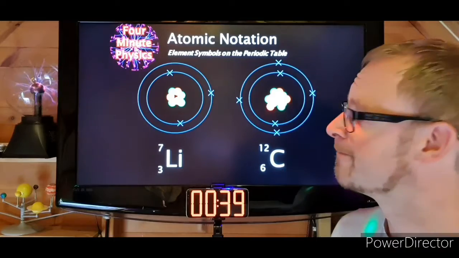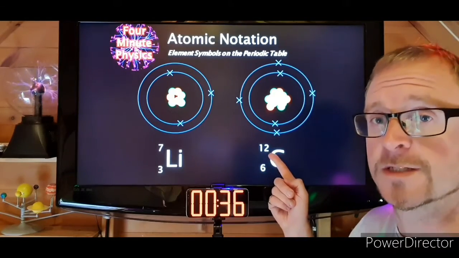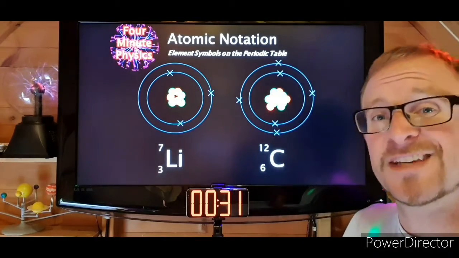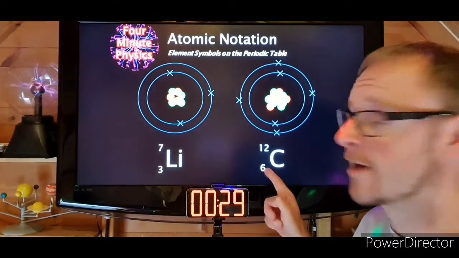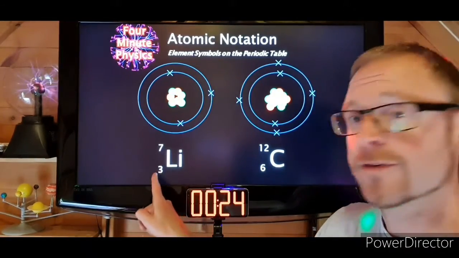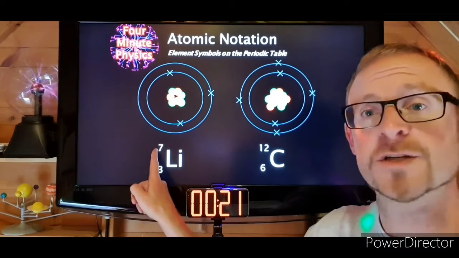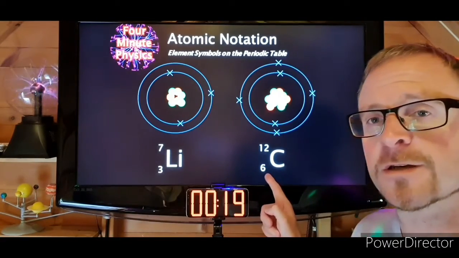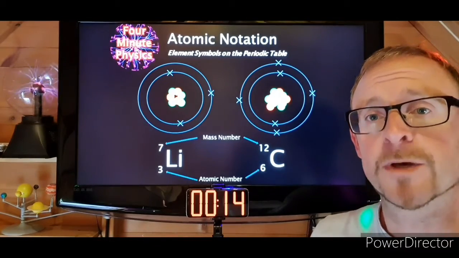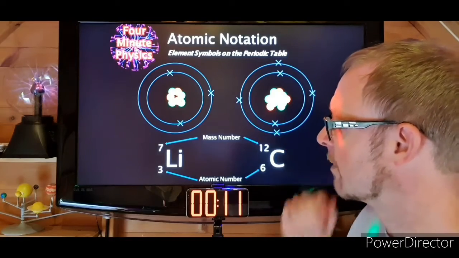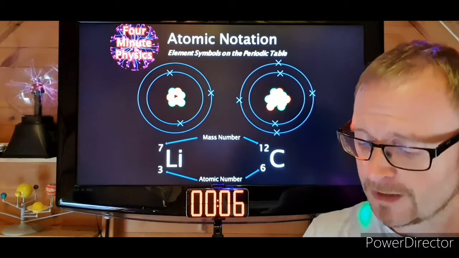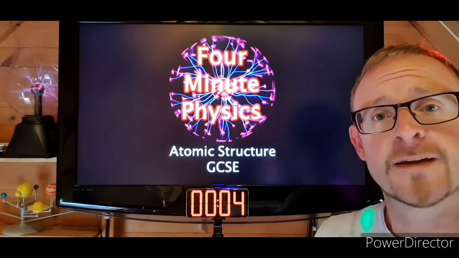In this case, I've got carbon. Carbon has 12 particles in the centre of the nucleus. These are 12 protons and neutrons. I could count those up there. And 6 is how many protons there are. In this case, we can now work out what we've got in terms of neutrons. If there are 3 protons, there must be 4 neutrons to make up to 7. If there are 6 protons, there must be 6 neutrons to make it up to 12. These have terms that we must remember. The top number is called the mass number, and the bottom number is called the atomic number, or the proton number. Okay, so we managed that in just under 4 minutes.